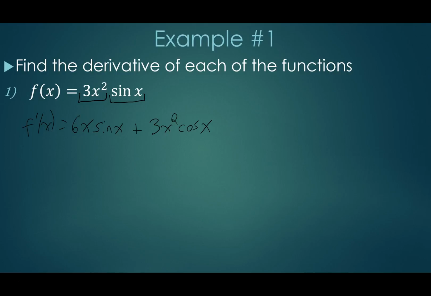The key is to, again, identify your two separate functions and separate them out accordingly. 3x squared sine of x, it's easy to see they were two separate ones. One's trig, one's a polynomial. Or a monomial, actually.